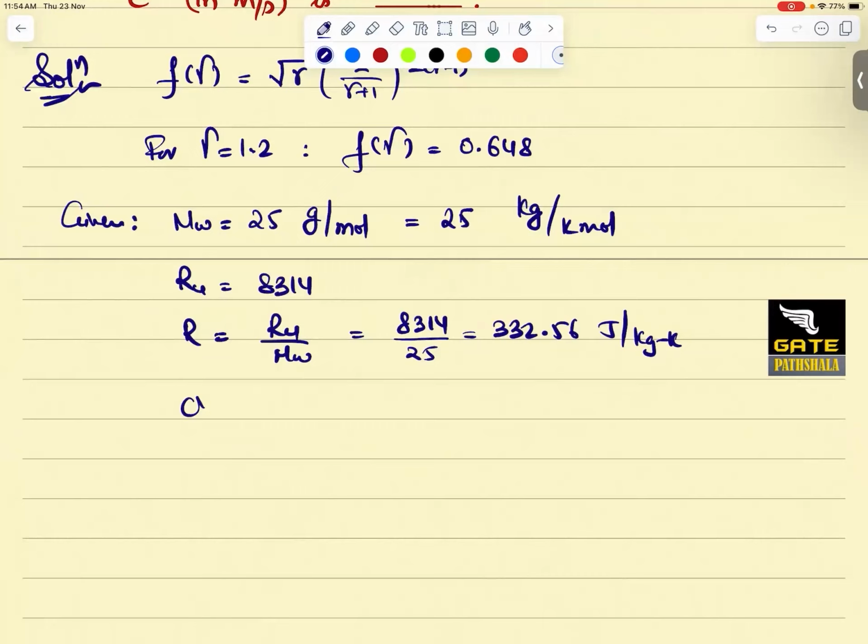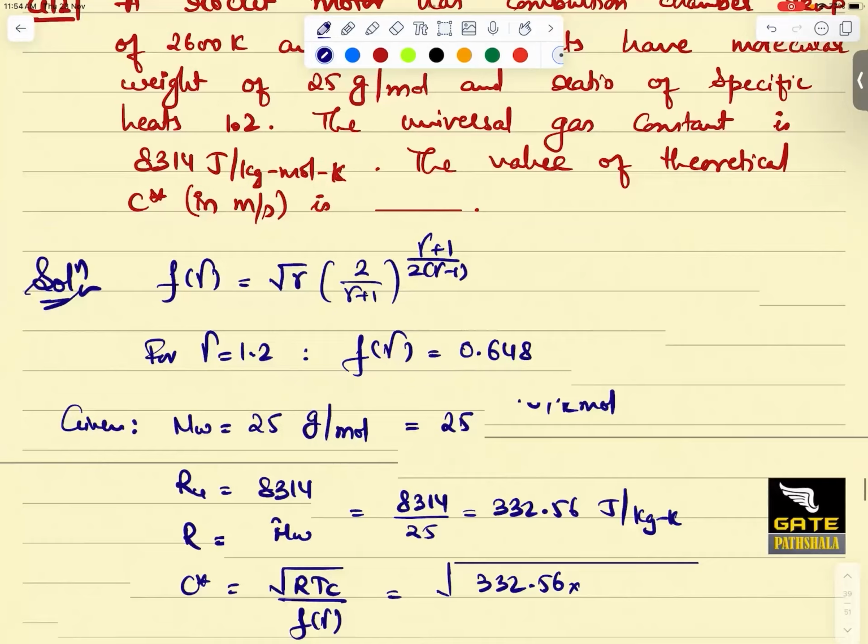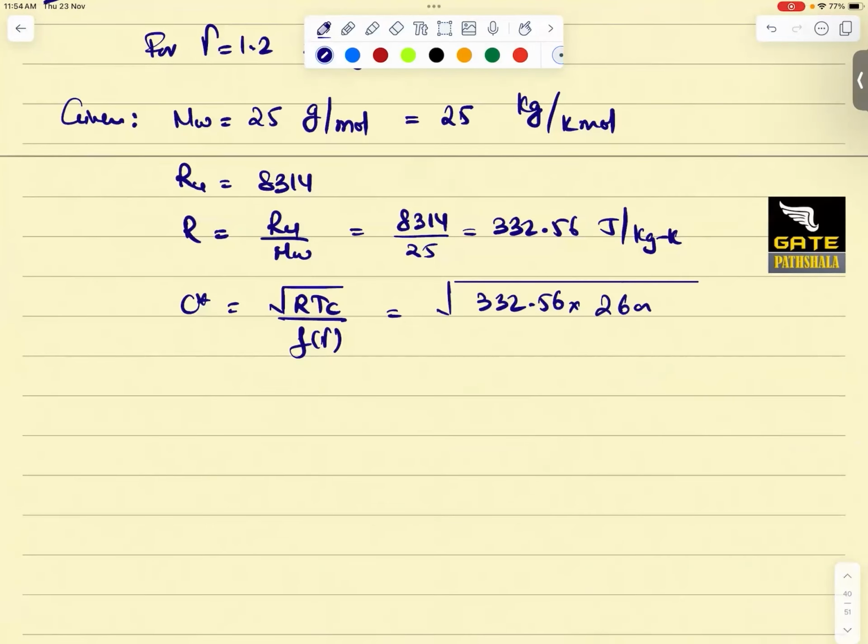Okay, so your C star is under root of RTC by f of gamma. Okay, so under root of 332.56 into what is the chamber temperature? 2600, whole divide by 0.648. Hope you all got 1433.8 meters per second. Now that learning phase is over, this is the performance time.